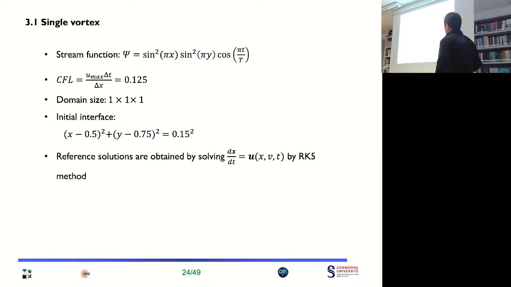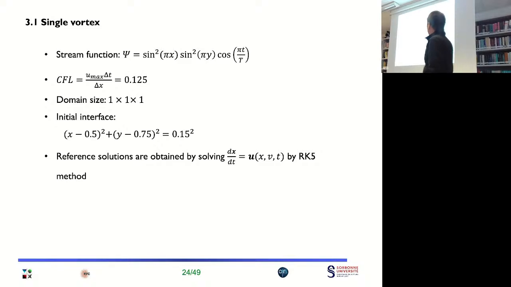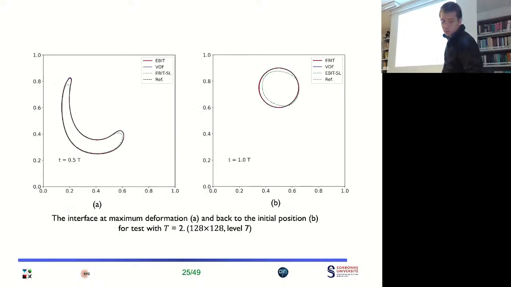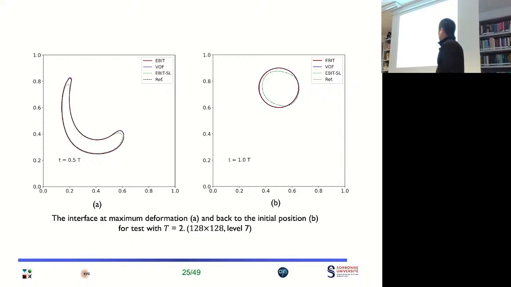The first test is a single vortex kinematic test. An initial circular interface is stretched by the flow field described by this stream function. The interface will be stretched into a ligament and return to its initial position at the end of the simulation.